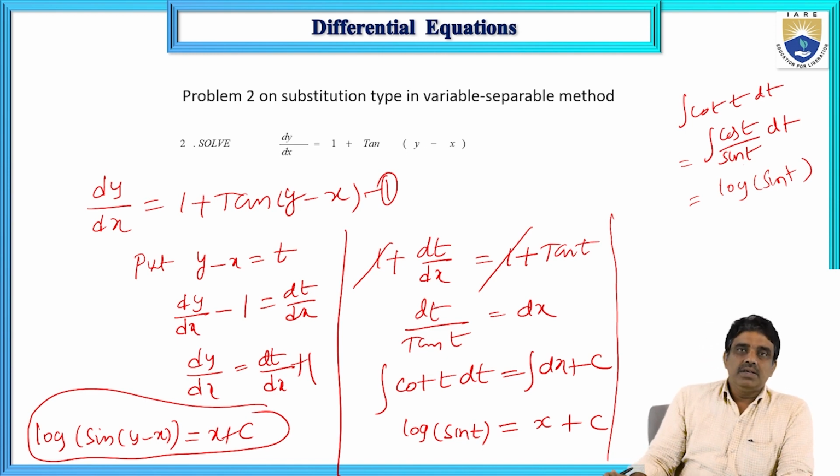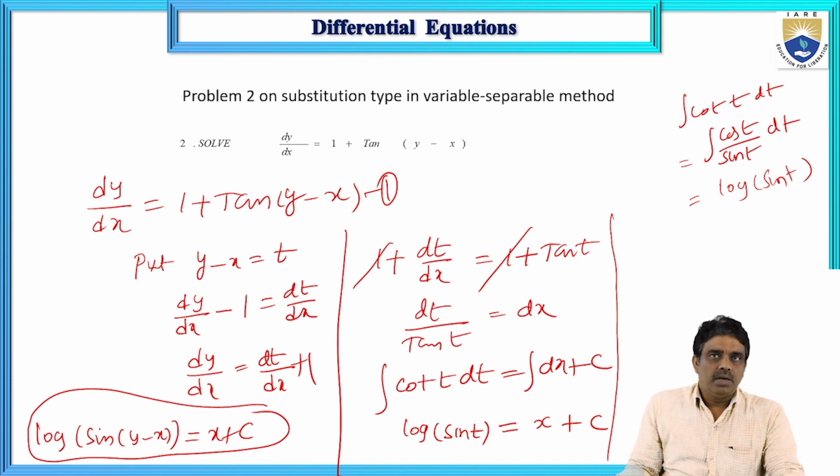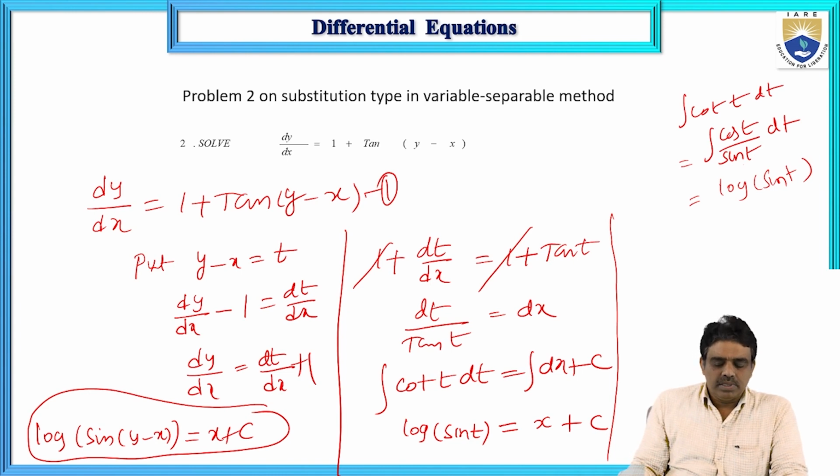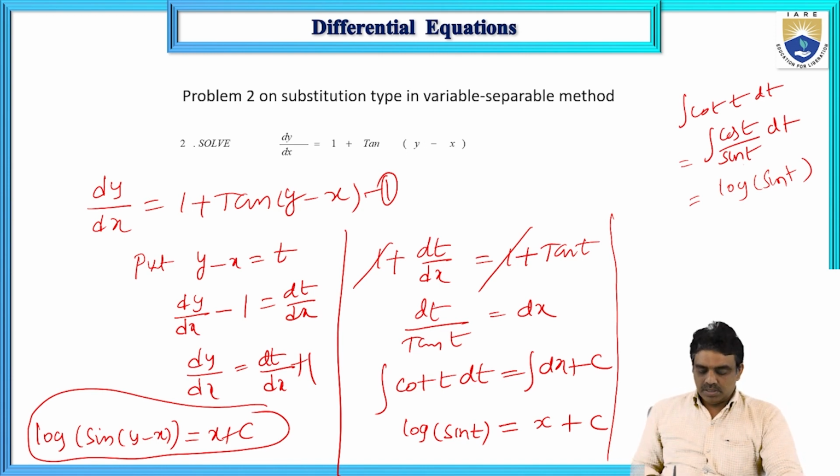So in this way, we can solve problems which are not in variable separable form. By substituting some term with another variable, if it is reduced to variable separable form, then we can apply the variable separable method, that is separating the variables and then integrating, and we will get the required solution.